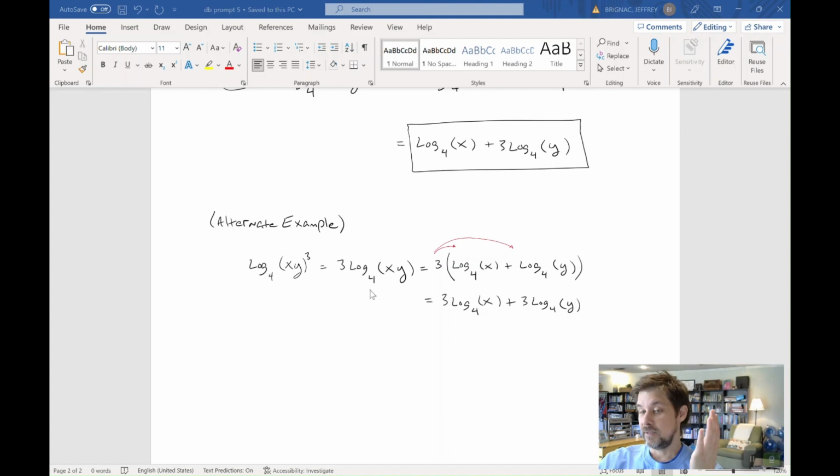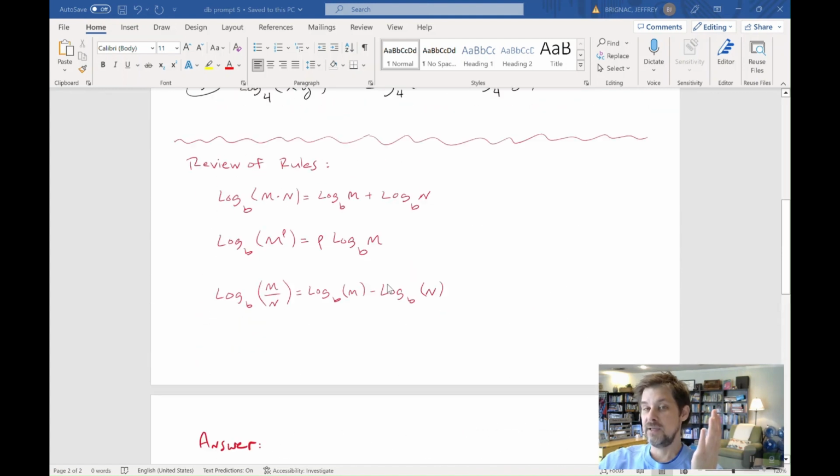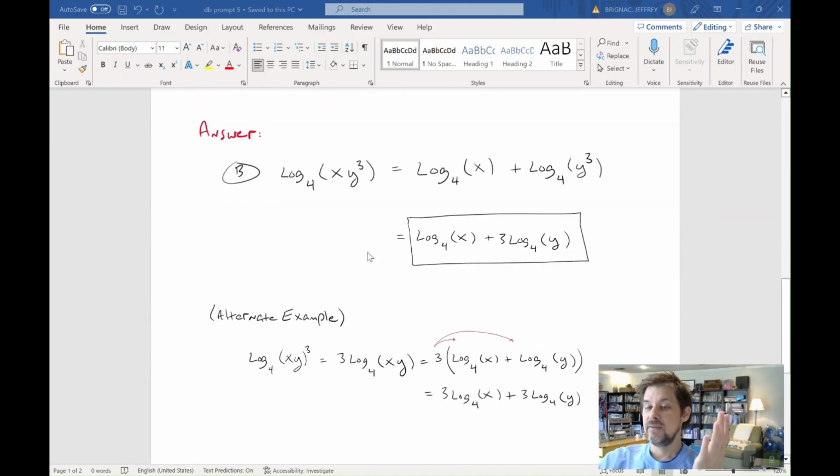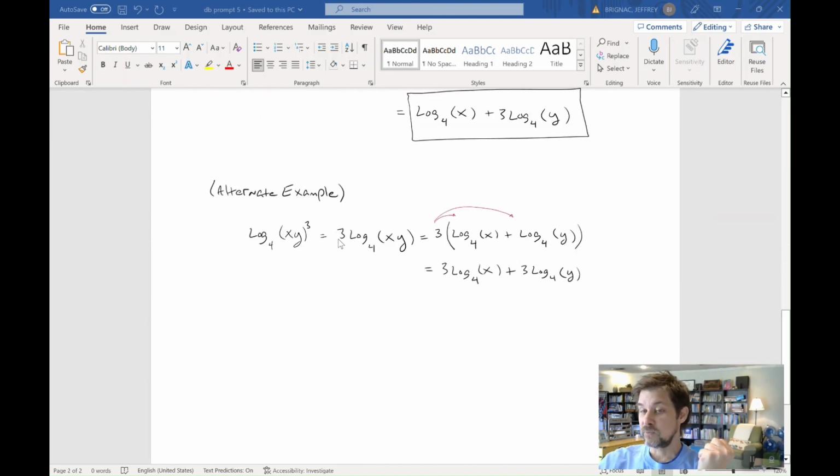The log base 4 of x times y can be expanded because multiplication like so is addition like so. But when we do that, it's 3 times however the log base 4 of x times y expands. So that would be 3 times log base 4 of x plus log base 4 of y. So it's 3 times all that, and then we would distribute the 3.